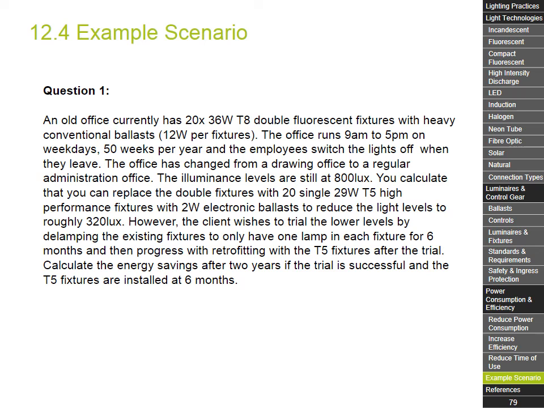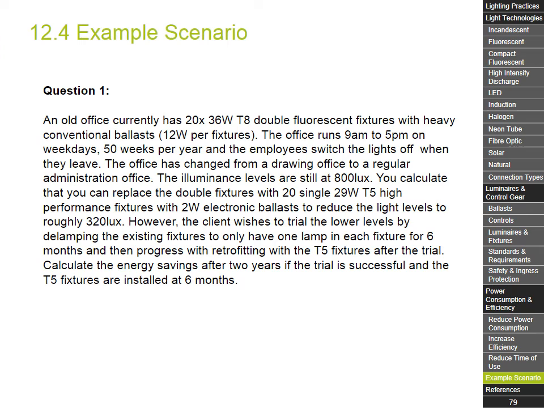The office has changed from a drawing office to a regular administration office. The illuminance levels are still at 800 lux. You calculate that you can replace the double fixtures with 20 single 29 watt T5 high performance fixtures with 2 watt electronic ballasts to reduce the light levels to roughly 320 lux.